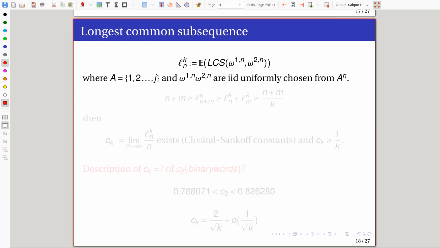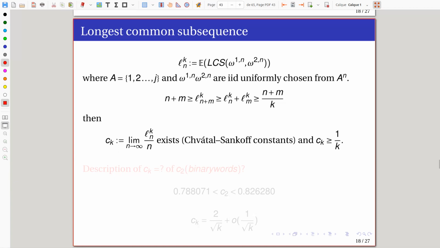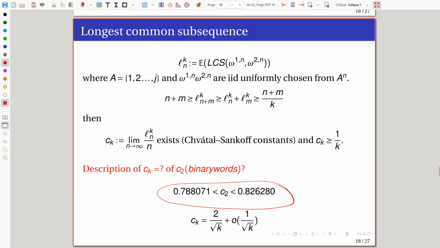In this direction, there are many conjectures that are easy to state, but they are not even known. Even in the easiest case, where you take two words using only the letters 0 and 1, so binary words, or an alphabet of size J, it's not difficult to show that the longest common subsequence will behave like some constant times n. But this constant is not known even in the easiest case, even in the binary case. The best known bounds are between 0.78 and 0.82, but no one knows how to solve those problems. There is some control when the size of the alphabet goes to infinity, but no exact results.